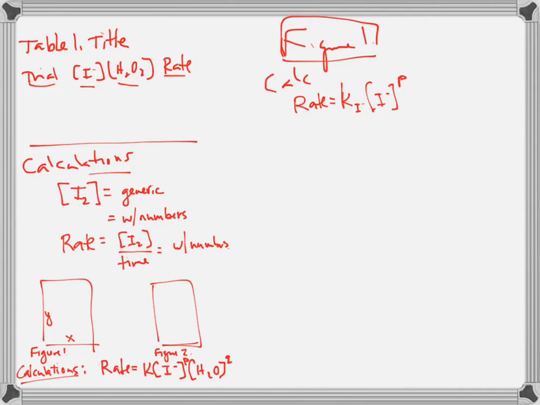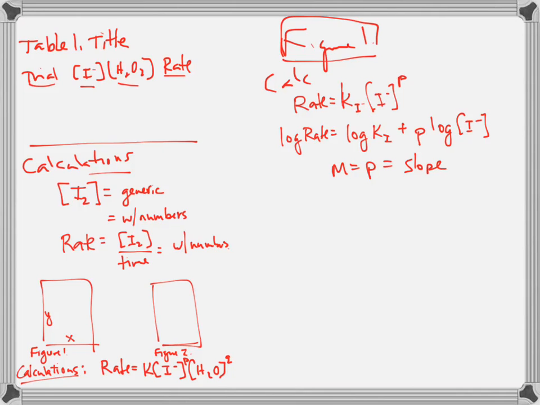What calculations are you going to show? Log of rate equals log K iodide plus P log of iodide. You can then tell me M equals P. So you go back to your plot, and since you fit a straight line to it, you can tell me that P equals whatever your slope was off that line.